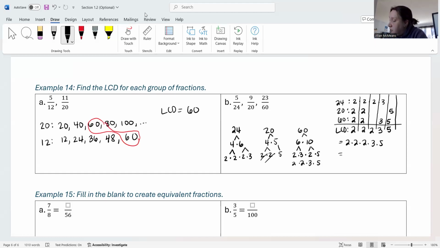2 times 2 times 2 is 8. 3 times 5 is 15. So let's see, what is 15 times 8? We can do a little side work. If you already know it in your head, like a lot of us do, it's fine. But let's do side work in case you're stuck, or you can cheat and pull out a calculator.